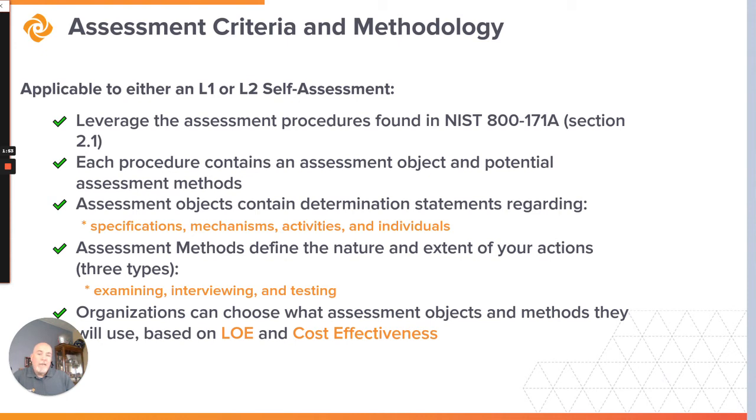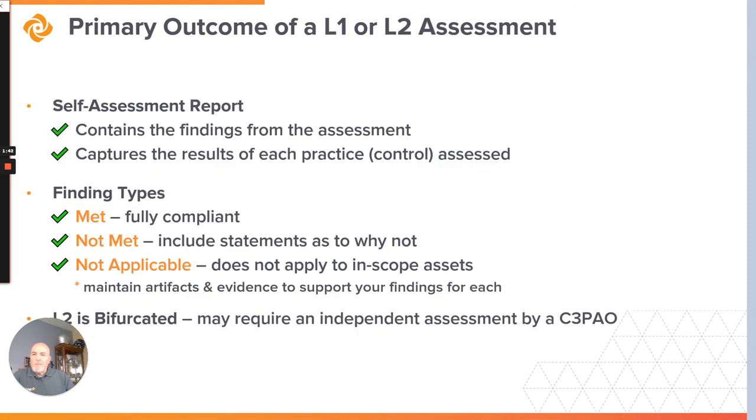Note, organizations do have the flexibility to determine which assessment objects and methods you will employ for your self-assessments. This can be based on level of effort, efficiency, and cost effectiveness. So what is the primary outcome of a Level 1 or Level 2 assessment? Essentially, it's to create the self-assessment report containing the findings associated with your assessment. For each practice you will assess, you must capture one of the following three as a response: met, not met, or not applicable. For each one, ensure you include statements that explain why it's either met, not met, or not applicable, as well as documented evidence and artifacts to support your findings.